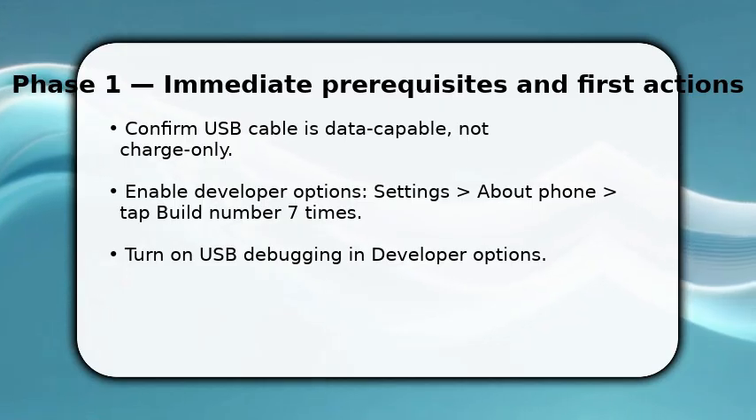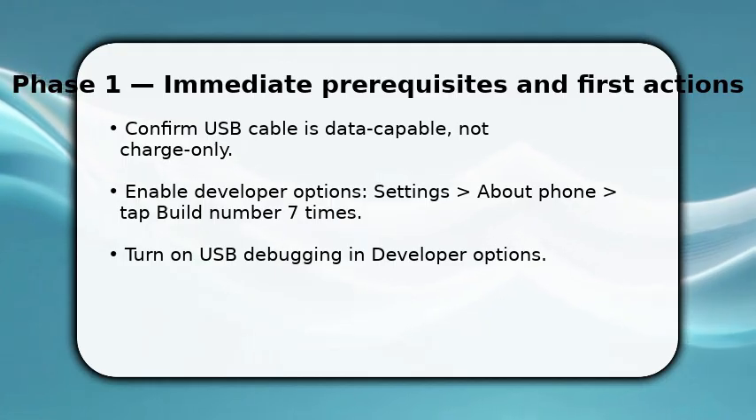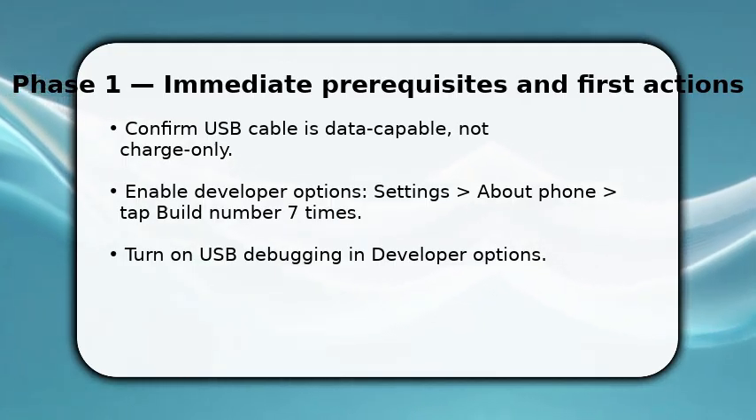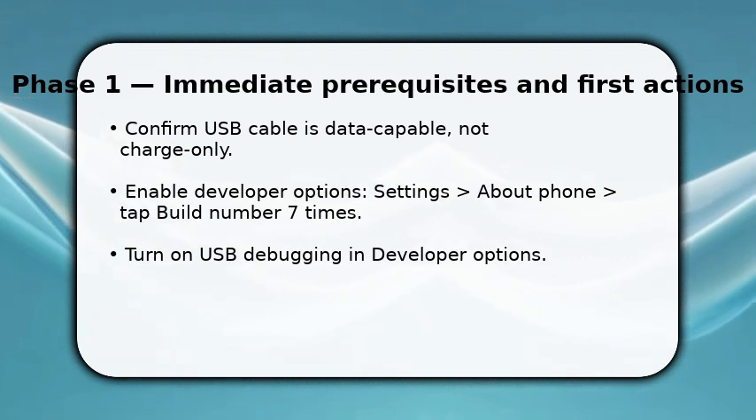Make sure your PC has drivers installed. Without them, tethering fails. Connect the phone to the PC now and allow any permission prompts that appear. This authorizes the USB link and prepares the device for tethering.